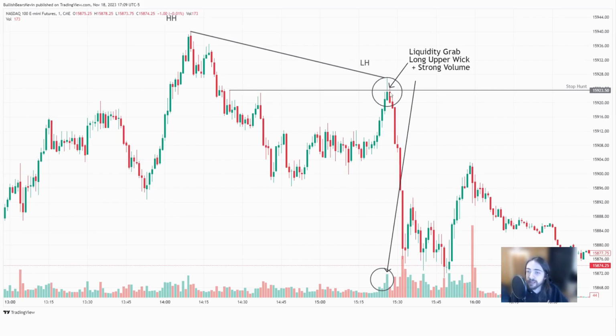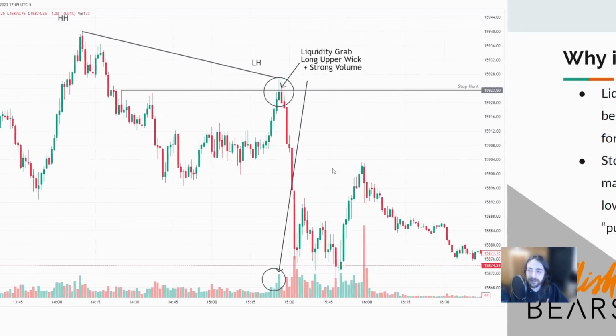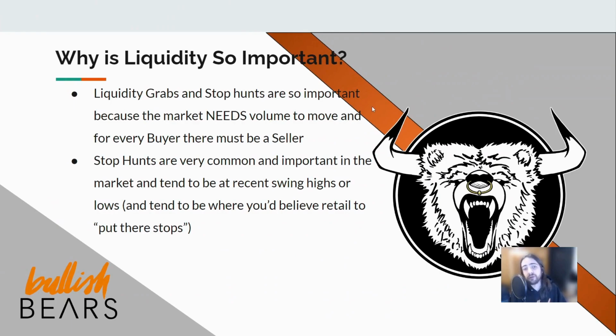We could have taken this trade either when this 1 minute candle broke below this at around 15,920, or we could have even taken it right here around 15,923 with our stop loss just 5 points away. A 5-point stop loss on NASDAQ is a super tight stop loss, and yet we would have been able to nearly top tick this down move right here. That would have netted us about 50 points, guys. 5-point stop, 50-point move, a 1 to 10 almost. That's crazy. So why is liquidity so important?